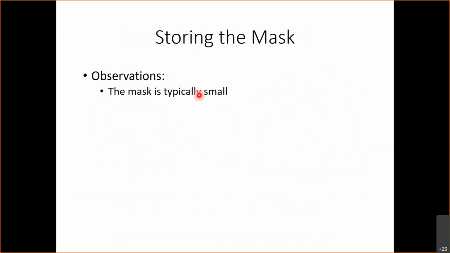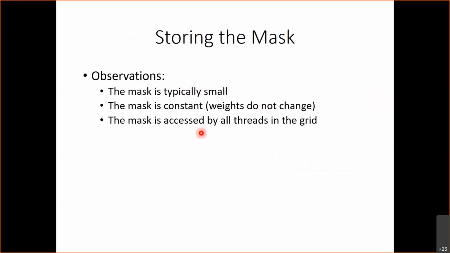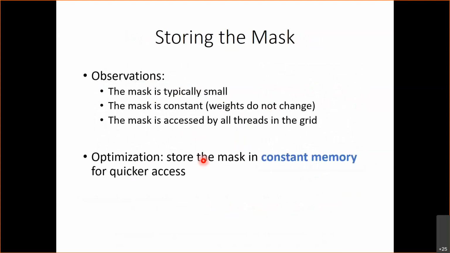So storing the mask, some observations. The mask is usually small. The mask is constant, so its weights don't change. And the mask is accessed by all the threads in the grid. So an optimization that we can apply is to store the mask in constant memory for quicker access.